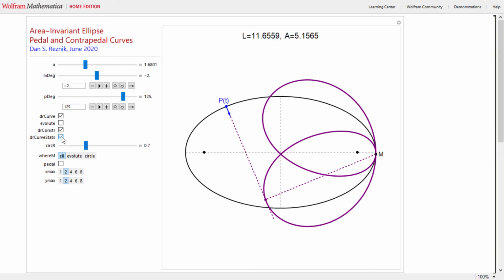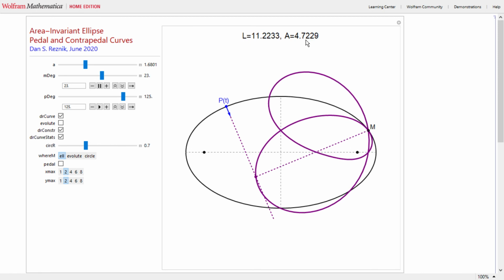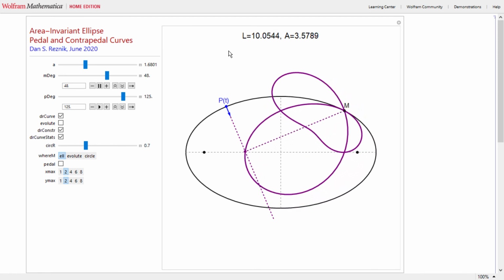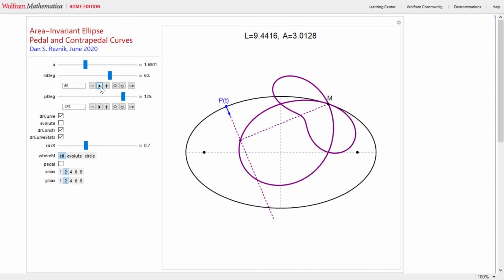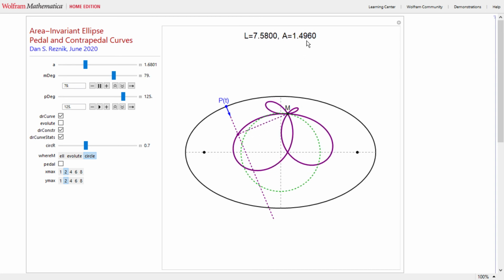Now let's look at the area. Let's calculate the area. L is the perimeter and A is the area as M is animated over the boundary. Okay. Now again, the area is changing, and the perimeter, of course, is changing as well. Now let's animate M now using the same kind of technique over a circle. So I've placed a circle in here. You can see here that as I animate M, you get the same phenomenon. The area is just totally invariant.